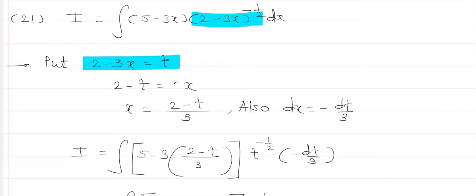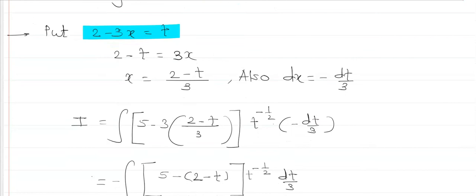Now I can write this 3x in this manner also. Therefore, x is equals to 2 minus t upon 3. Again, what is the value of dx? And what is the value of dt? That is minus dt upon 3. Therefore you can have this square bracket also here.